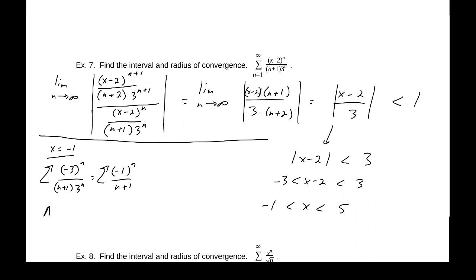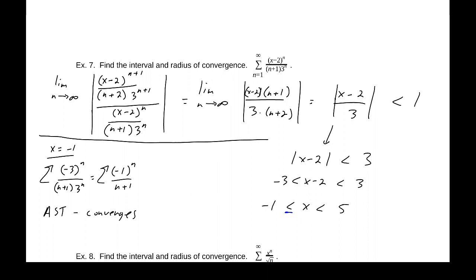Now, by the alternating series test, this converges. If you ignore the alternating part, the sequence 1 over n+1 is decreasing and bounded. So this converges, and we're going to include that endpoint.